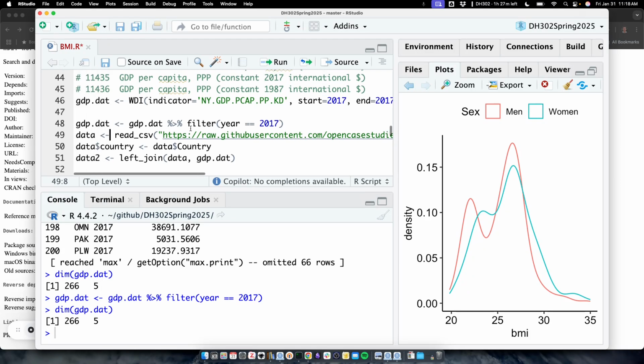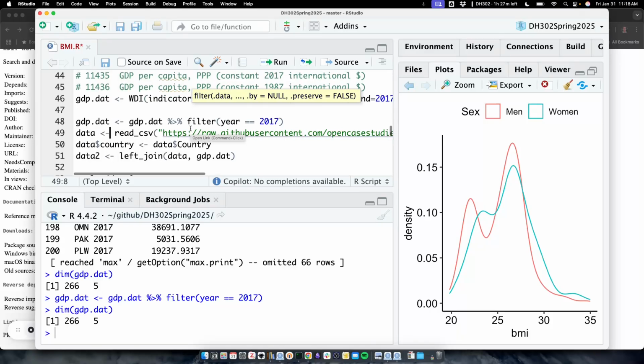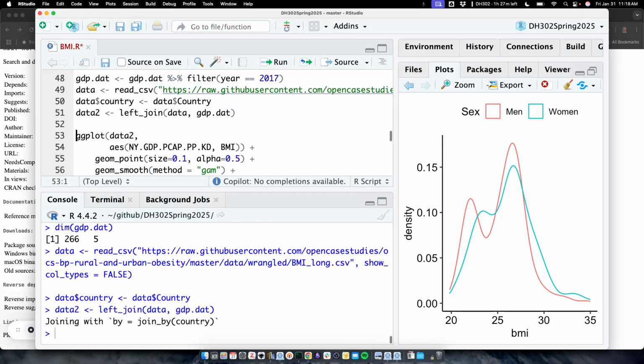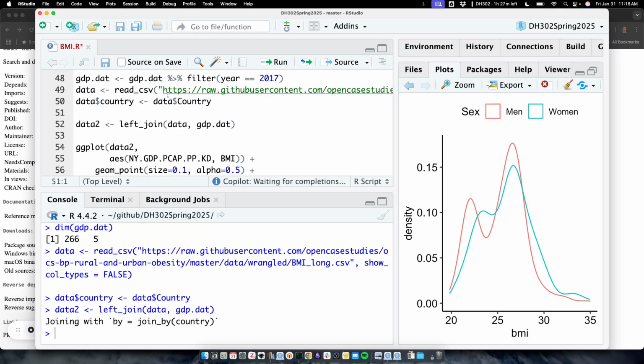Then, for the sake of clarity, I'm going to read the BMI data once more, and I'm going to do what's called a left join. So I have the data for different countries. This is your BMI data. You can look at what this data looks like.